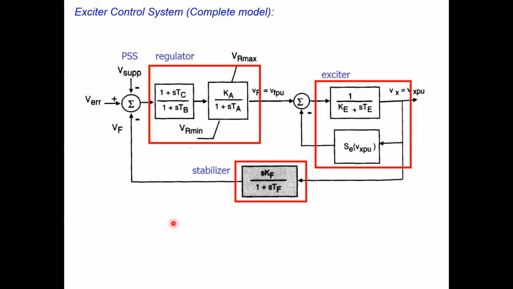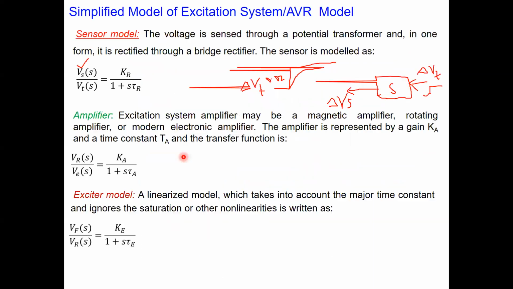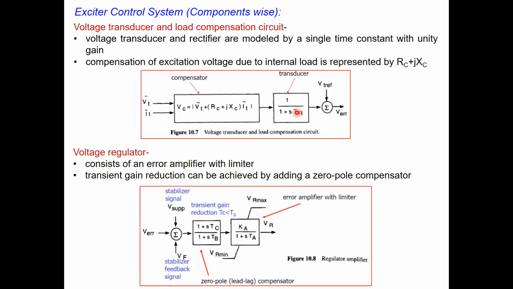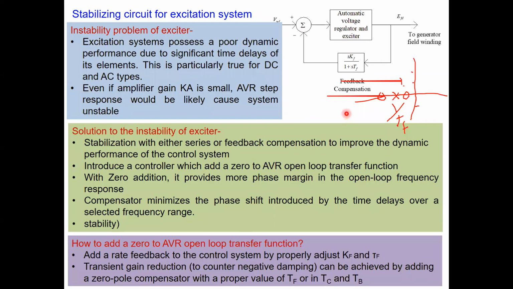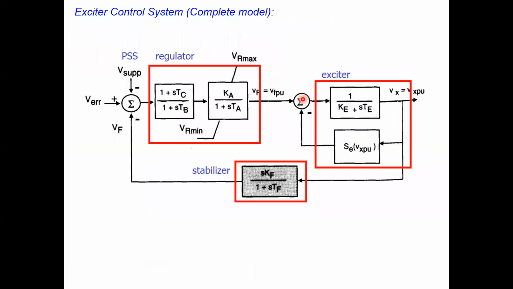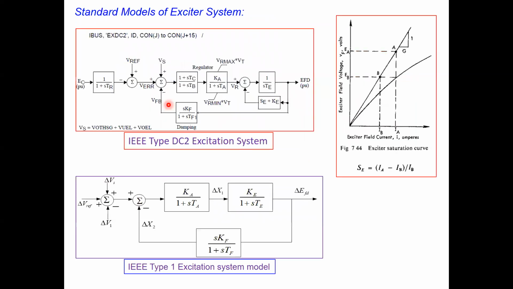So you can see we have combined it. If you start from here, we have not shown the sensor part, but we have shown the amplifier, we have shown the exciter, and we have not shown this one in the feedback, but for the regulator part, we have the lead lag compensator and the regulator amplifier gain part. And then the feedback compensation part. So this is the feedback compensation, the stabilizing circuit, exciter model, amplifier gain representation, then the compensator part here. Right. So maybe I stop here.